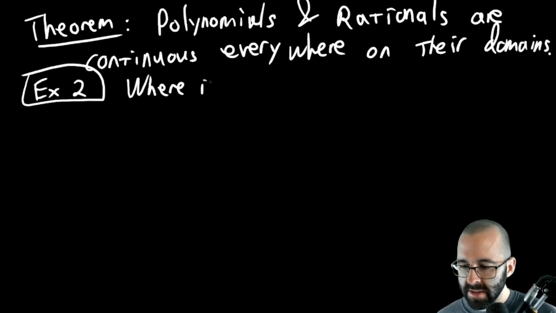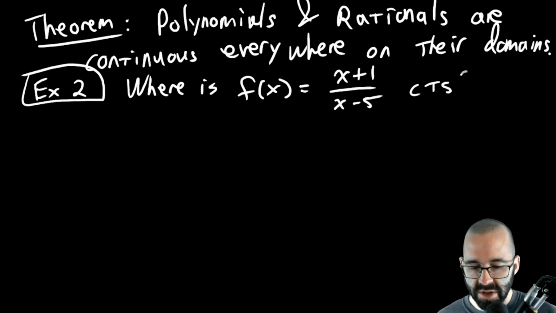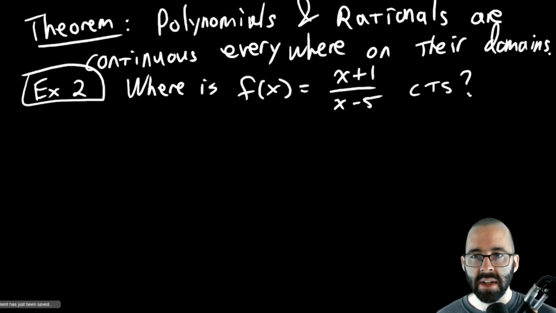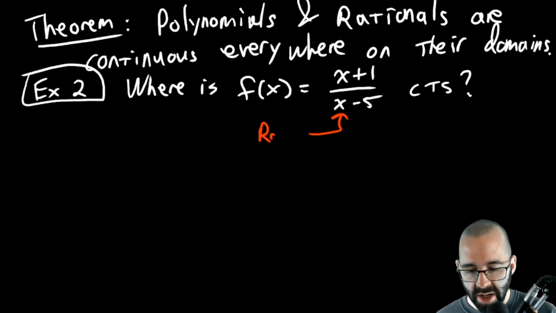Where is f of x equals x plus 1 divided by x minus 5 continuous? Where is this function continuous? Well, this is a rational function. I'm going to call it a rat.